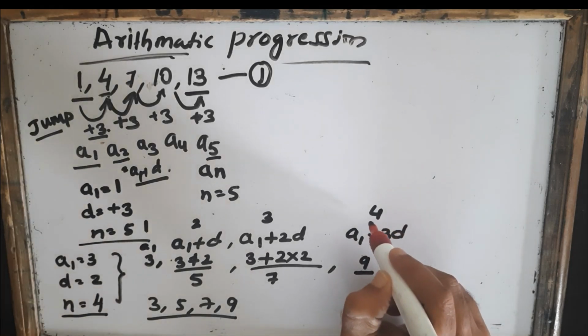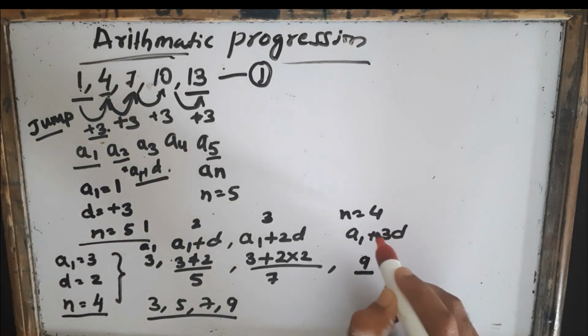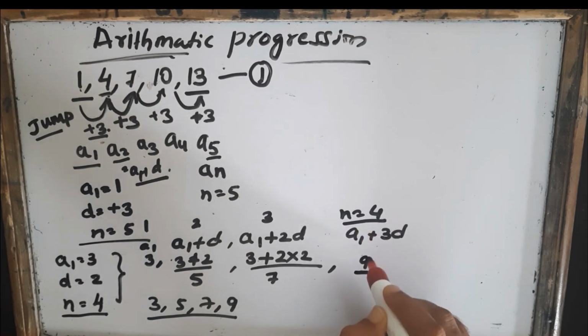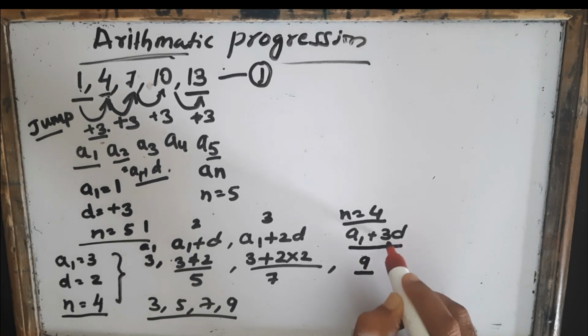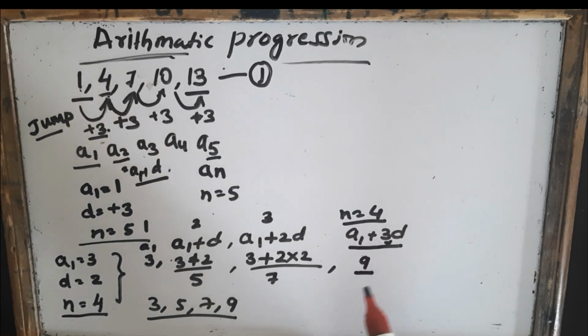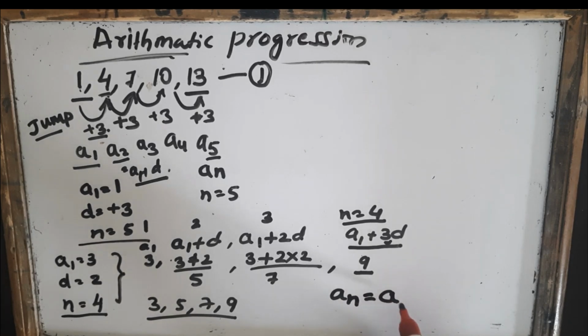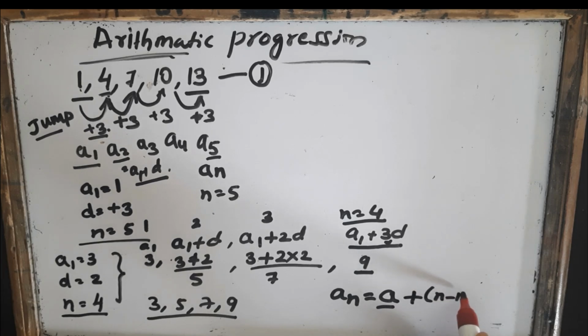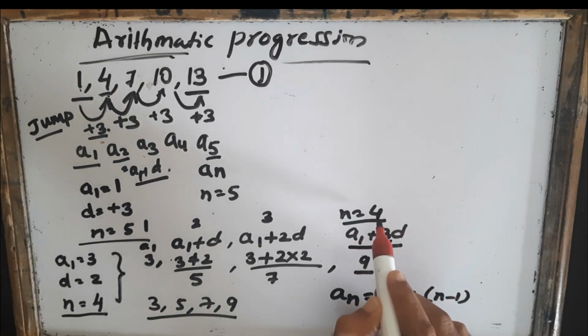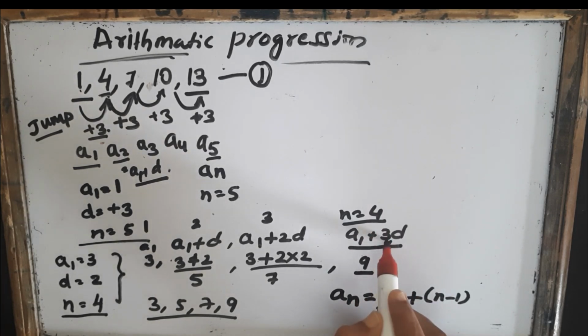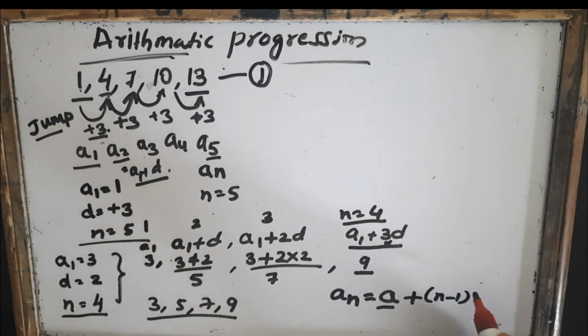Now if you observe, n is equal to 4, and between this n equal to 4 and the first element, the multiplier is n minus 1. That means to find out an, the nth number, an is equal to the first element a plus n minus 1. If you observe, to find the nth number 4, you have to deduct 1 from 4. That means n minus 1 into the difference. This is how you can find the nth element.